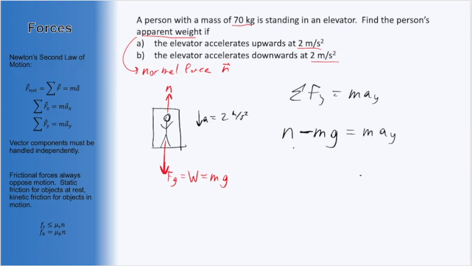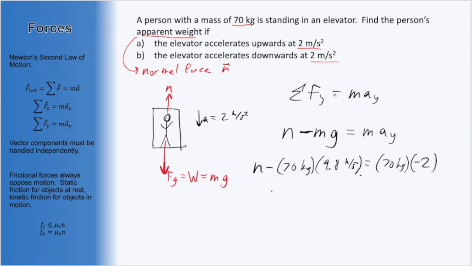However, this time, let's see what happens when we plug things in. The normal force, that's what we're looking for, minus the mass, which is 70 kilograms, times gravity, which is 9.8, has to equal the mass times the acceleration. But this time, since the acceleration is downwards, when we go to plug in that 2 meters per second squared that the problem gave us, we have to remember that we chose downwards as the negative direction. So to properly handle this, we plug in a negative 2 meters per second squared.